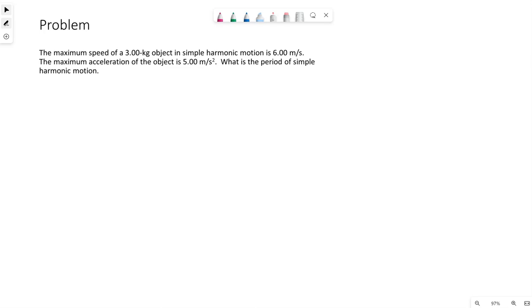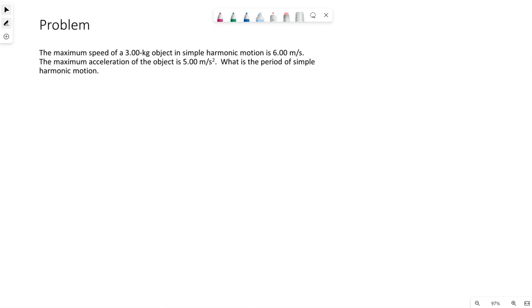We have an example problem here. The maximum speed of a 3 kilogram object in simple harmonic motion is 6 meters per second. The maximum acceleration of the object is 5 meters per second squared. What is the period of simple harmonic motion?